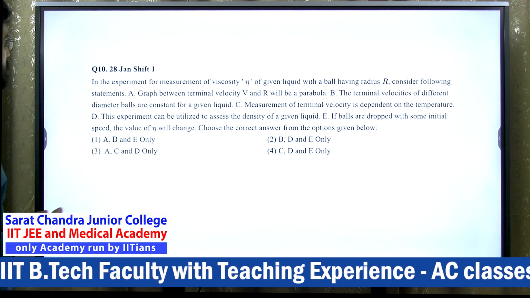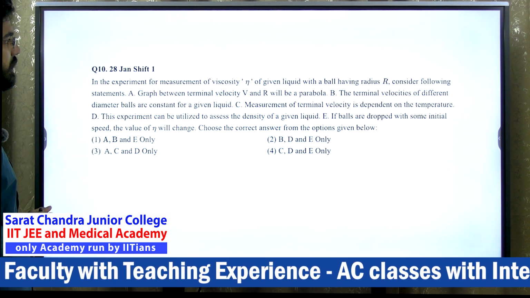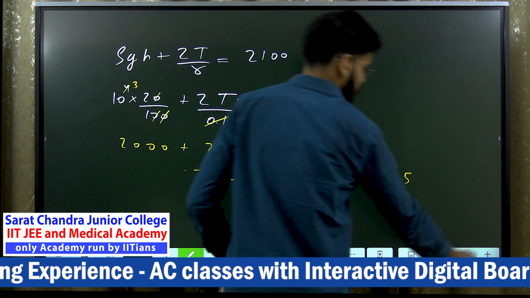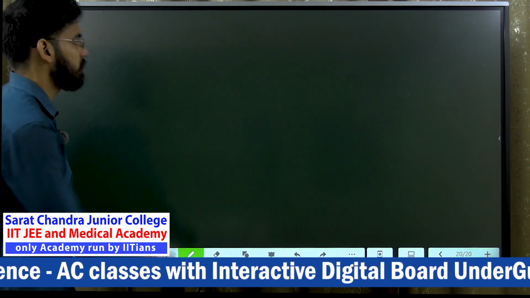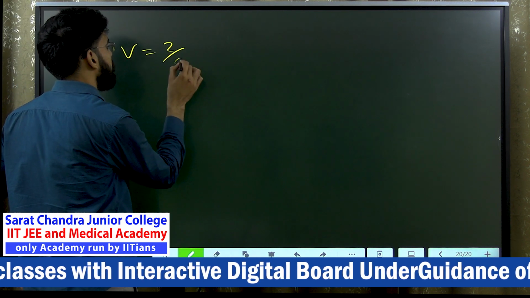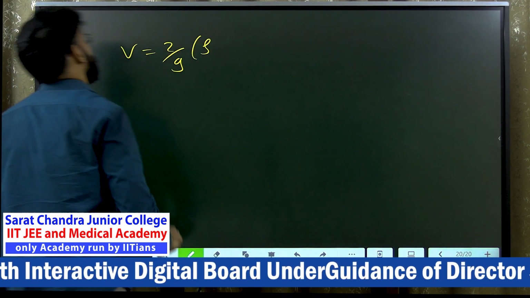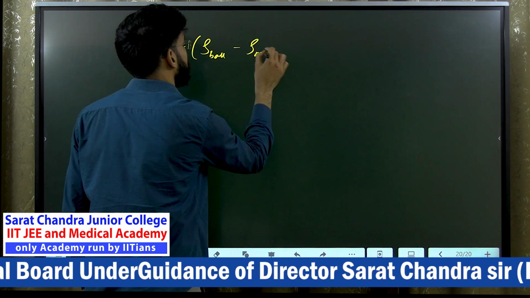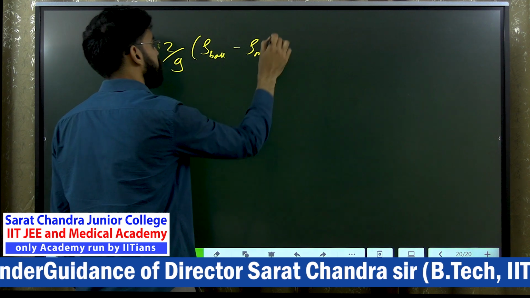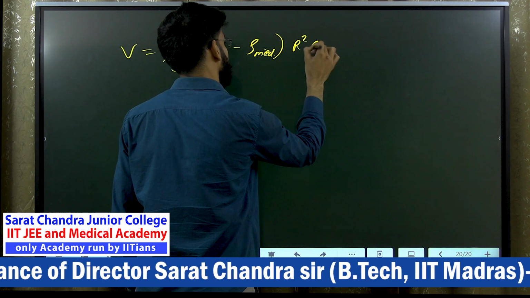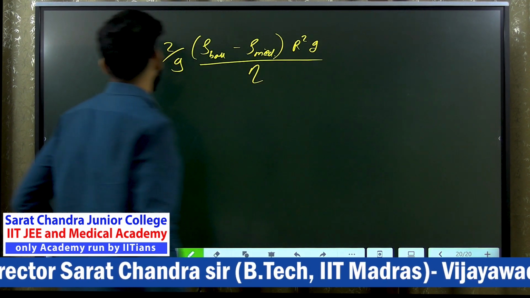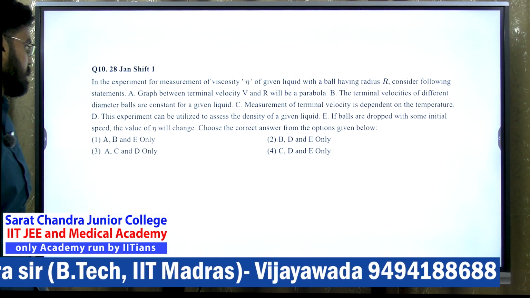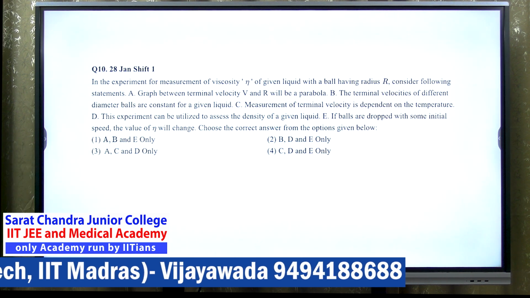So statement A is saying the graph between terminal velocity and radius r will be a parabola. So we know the relation between terminal velocity and radius of the ball. We know v equals 2 by 9, density of the ball minus density of the medium, multiplied by r square g by eta. So the velocity and r relation is parabolic only, right? So this is correct. So statement A is correct, means either the first option or the third option.